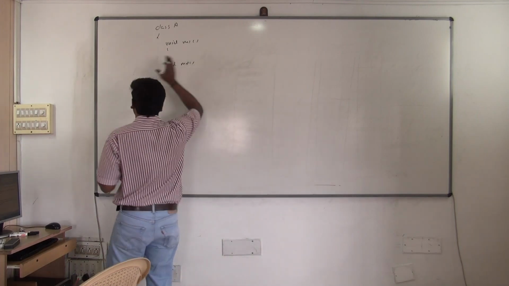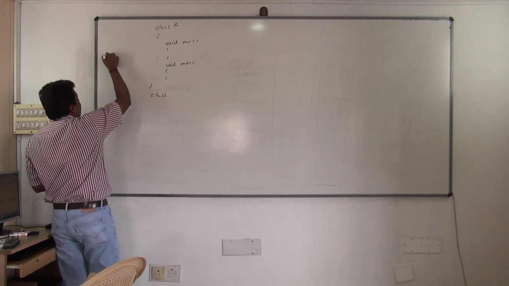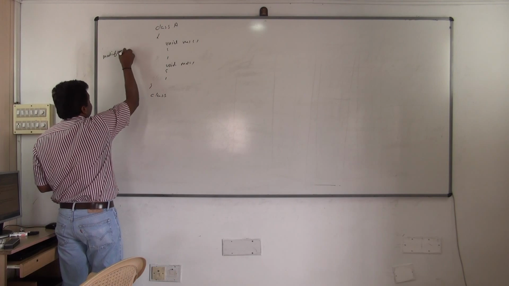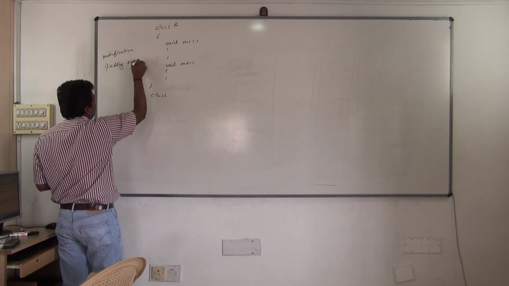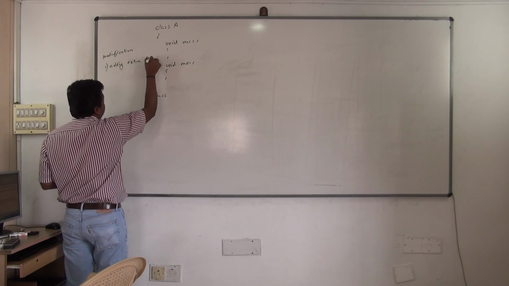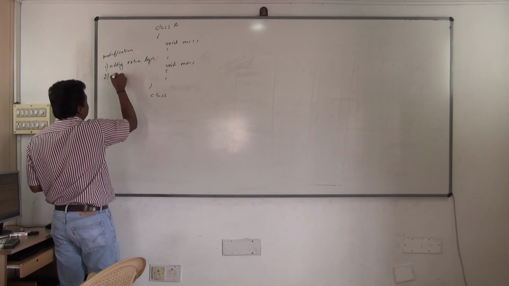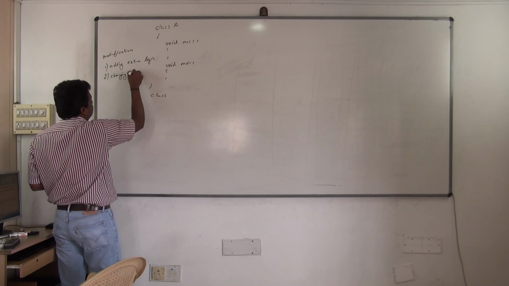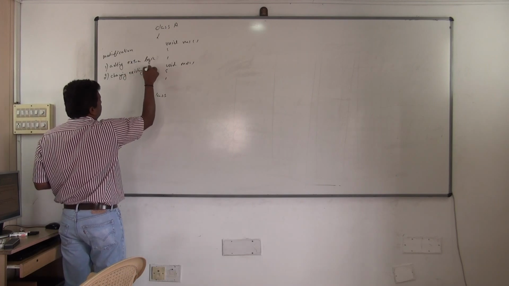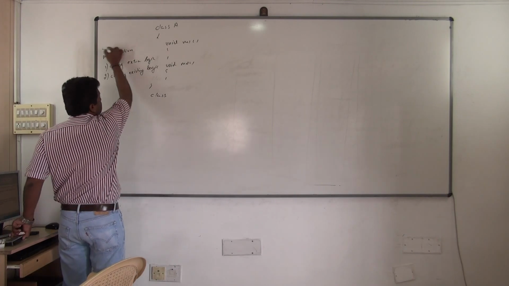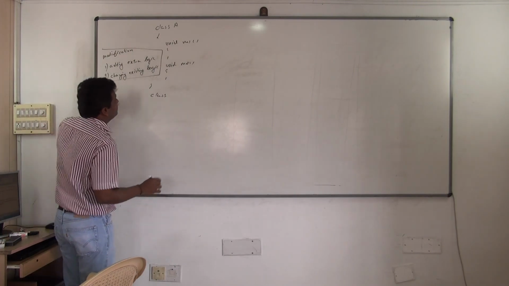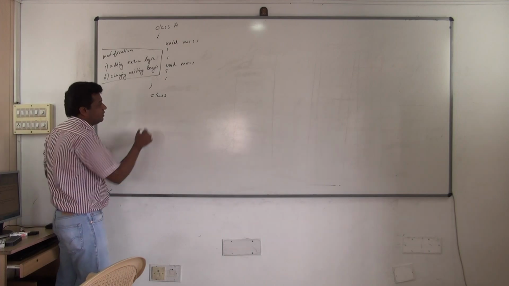So class A is there and you want to modify this class. Modification means two things: adding extra logic or changing existing logic. Any of these two can happen. And let's see how you do this. Okay, this is class A now. So what will I do now?